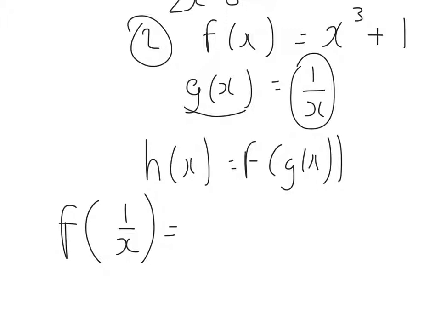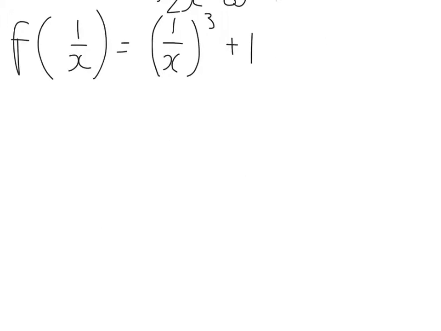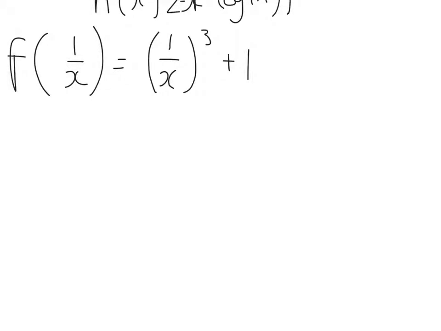I can then see clearly that the f function is whatever's in the bracket, write it down, cube it, and add 1. And that could be written as 1 over x cubed plus 1.